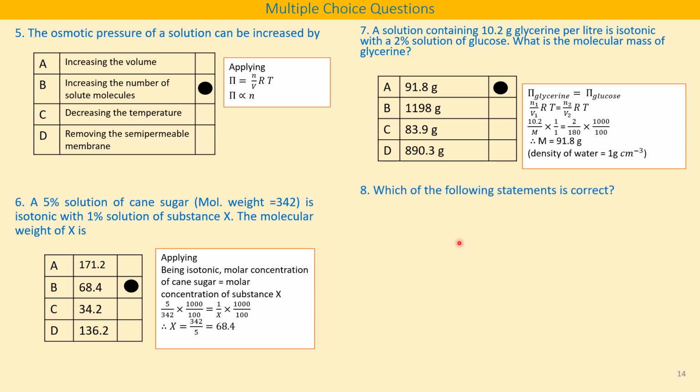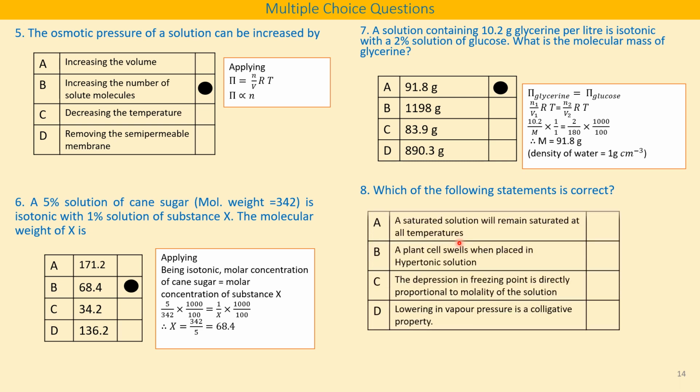Which of the following statements is correct? Option A, a saturated solution will remain saturated at all temperatures. Option B, a plant cell swells when placed in hypertonic solutions. Option C, the depression in freezing point is directly proportional to the molality of the solution. Option D, lowering in vapor pressure is a colligative property. So we have to remember and mark option C as the correct answer.